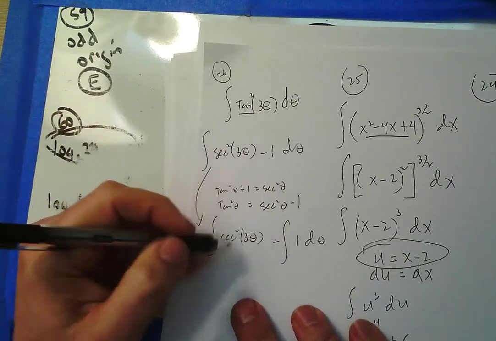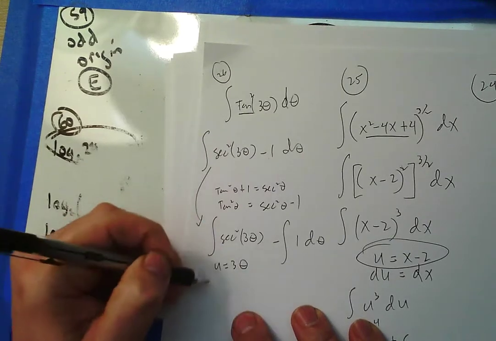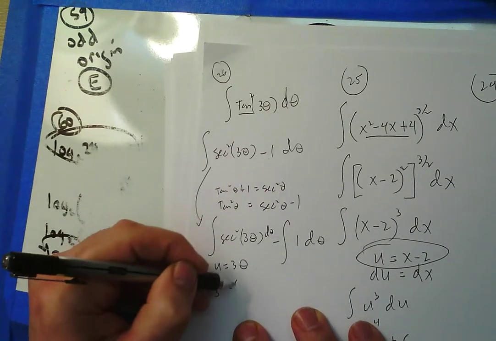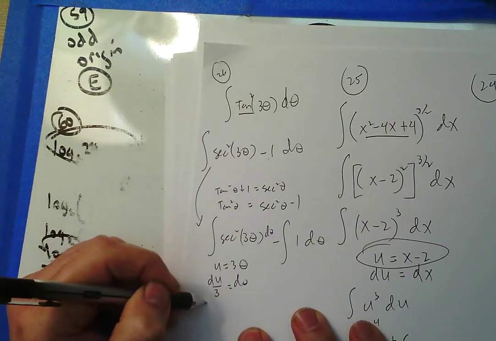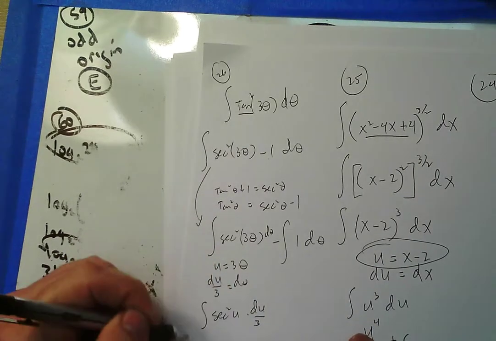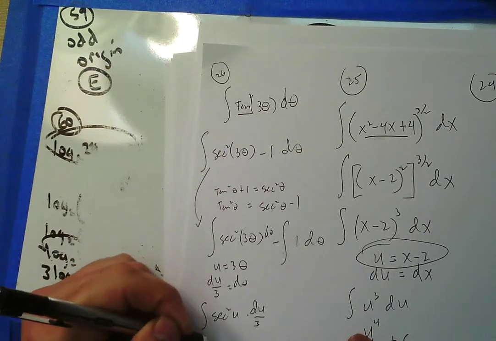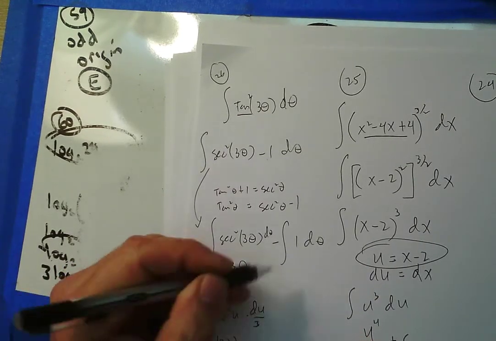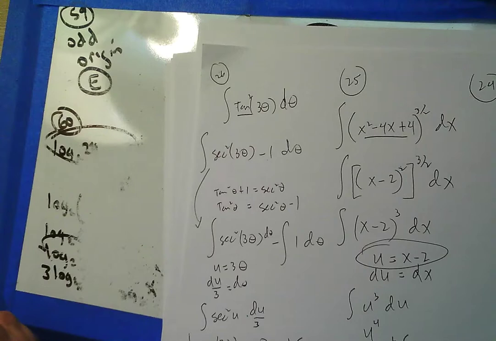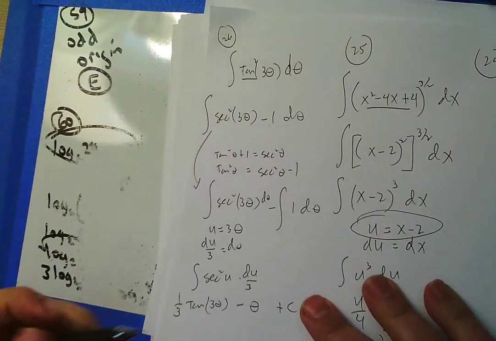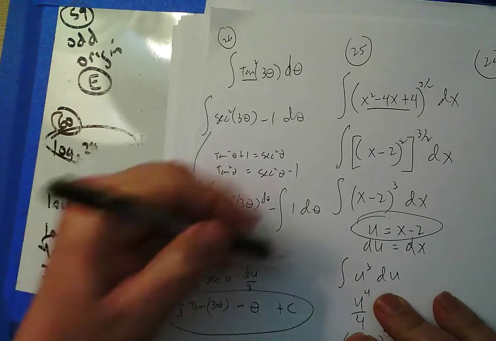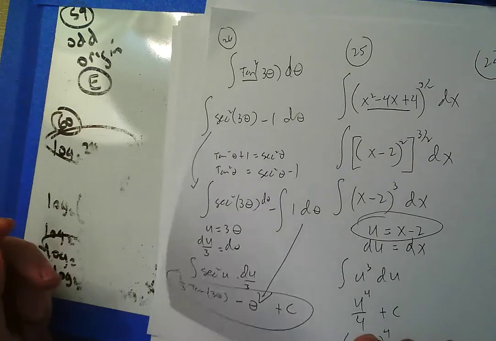Okay, so here I'm going to do a u-substitution, u equals 3 theta. So du over 3 equals d theta. Then this is the integral of secant squared u du over 3, or 1 third tangent 3 theta, minus the antiderivative of 1 with respect to theta, plus c. So I end up with 1 third tangent 3 theta minus theta plus c for number 26.